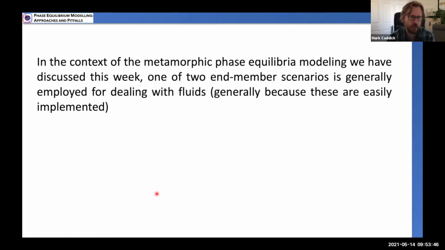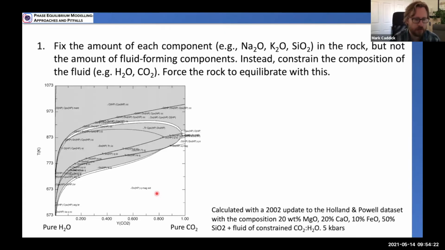Doug and I have thought about this a little bit, and it seems that generally speaking, one of two end-member scenarios is employed for dealing with fluids in phase equilibria modeling. And typically these are the end-member scenarios that are easy to implement in the codes, not necessarily the scenarios that are most appropriate for the evolution of real rocks. And that's a slightly different discussion. So let's start by just talking about how folks generally would add fluid to their calculations.